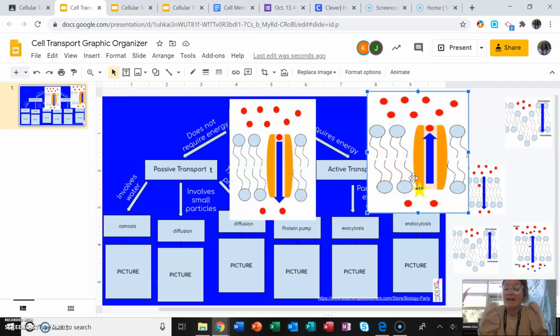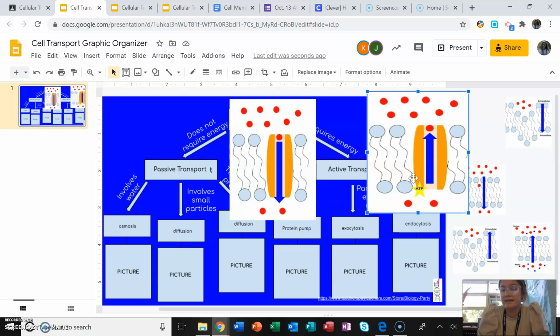The next thing that I want to take a look at is the arrows, because I see that the arrows are going in two opposite directions. And the second thing that I notice is there's a little yellow star in this right one. It says ATP on it. Wow, what's ATP? ATP is a form of energy.